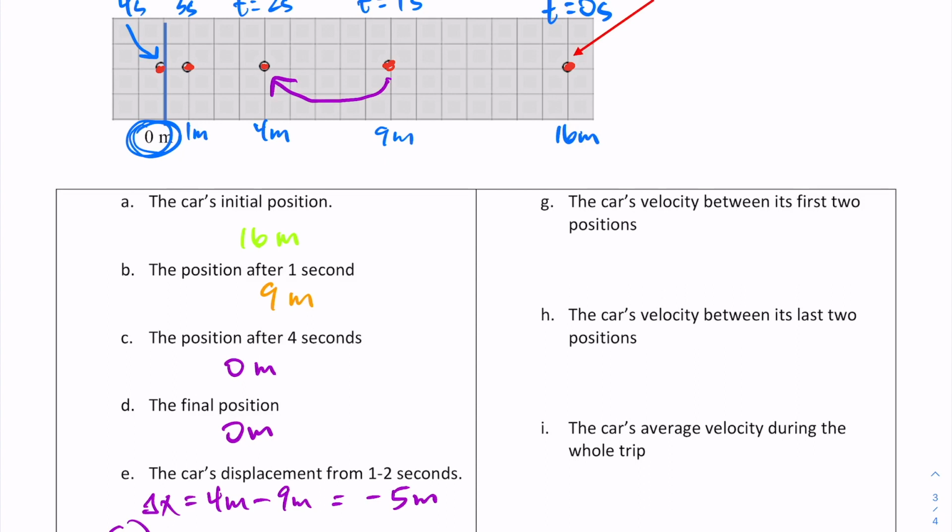Letter F, what's the displacement from 3 to 4 seconds? So let's take a look at this. Now from 3 to 4 means that we're going from here to here, okay? So we can see the delta x now is 1 meter. Excuse me, we start with the final position. 0 meters minus 1 meter gives us negative 1 meter. Okay, it moved 1 meter to the left.